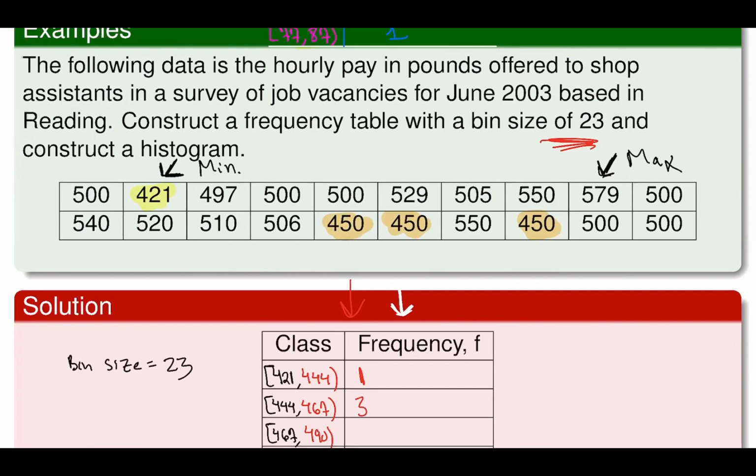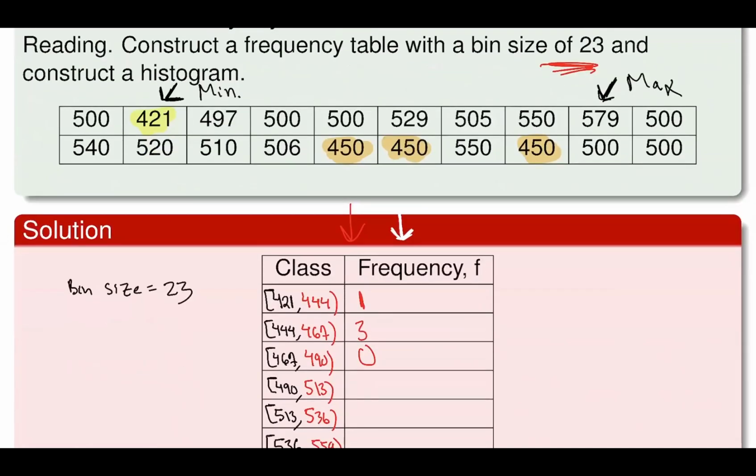Then we go 467 to 490. So 490. For this one, we have none, so you put 0. Then we have 490 to 513. But remember, we don't include the 513.